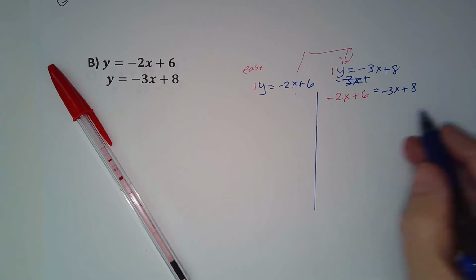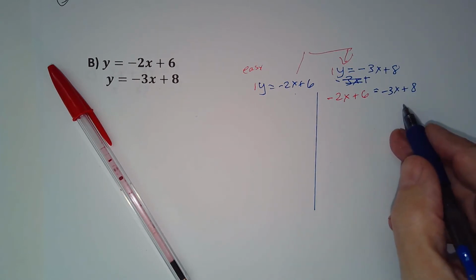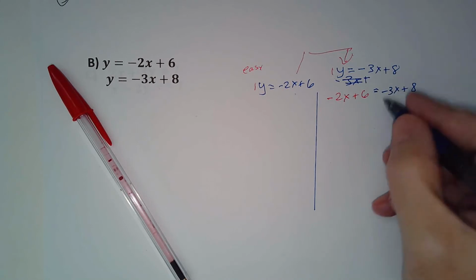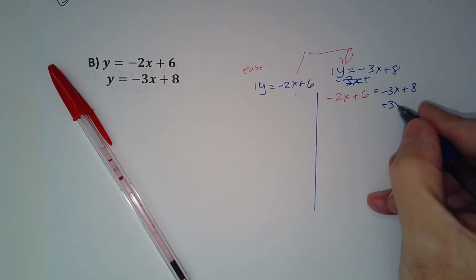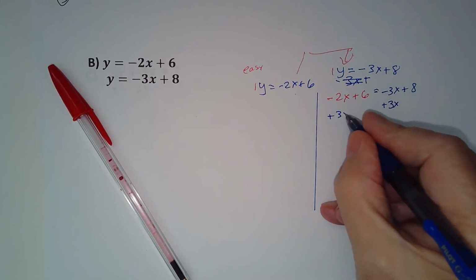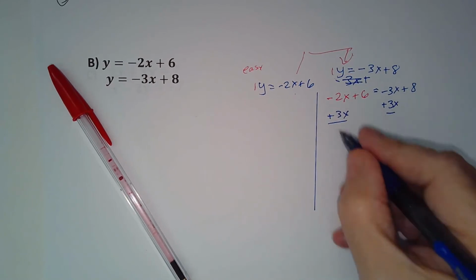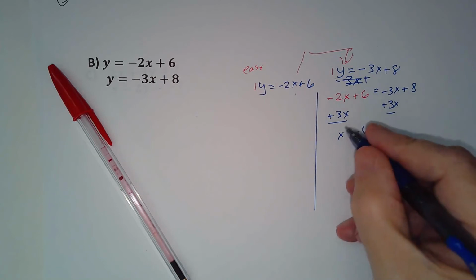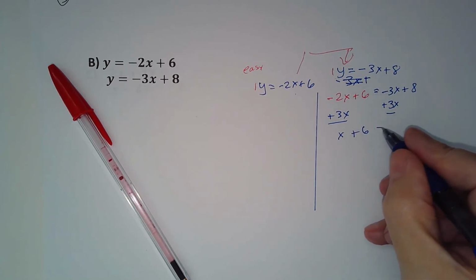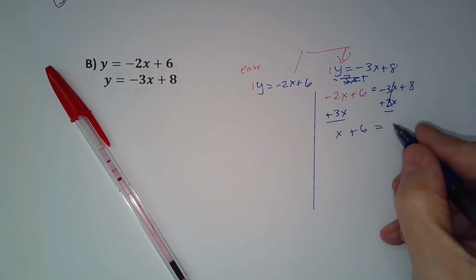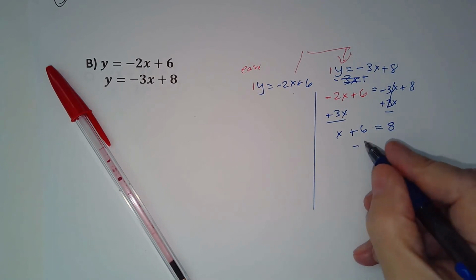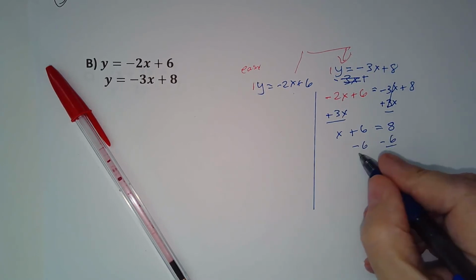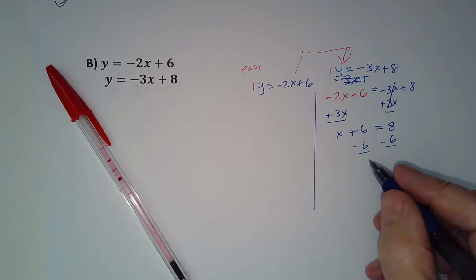All right. So I'm going to go ahead and combine like terms. So I want to get the x's together. I'm going to add 3x to both sides. And so I'm going to get x plus 6, because negative 2x and 3x is 1x, equals, this cancels, 8. All right, subtract 6 from both sides, and I get x equals 2. Okay.